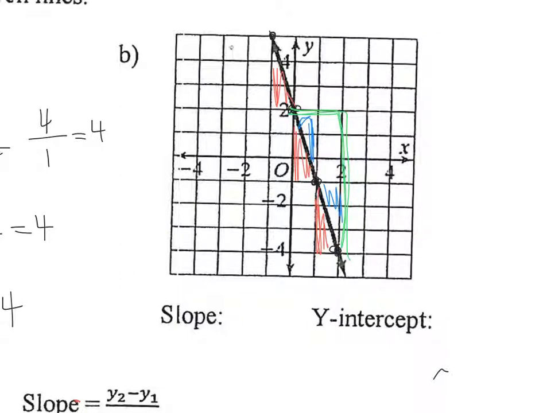So the slope is change in y over change in x. What I'm doing is I'm going down 3, so negative 3, and I'm going right 1. So the slope is negative 3. If I did the green triangle, I would be going up 6, left 2, and it's still negative 3. The y-intercept is where it crosses the y-axis. So if the center is right here at 0, 0, the origin, it's crossing right here. So the y-intercept is 2.